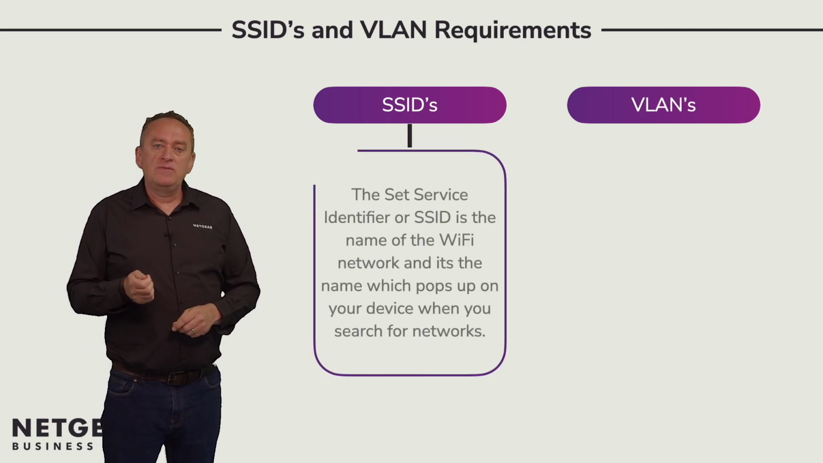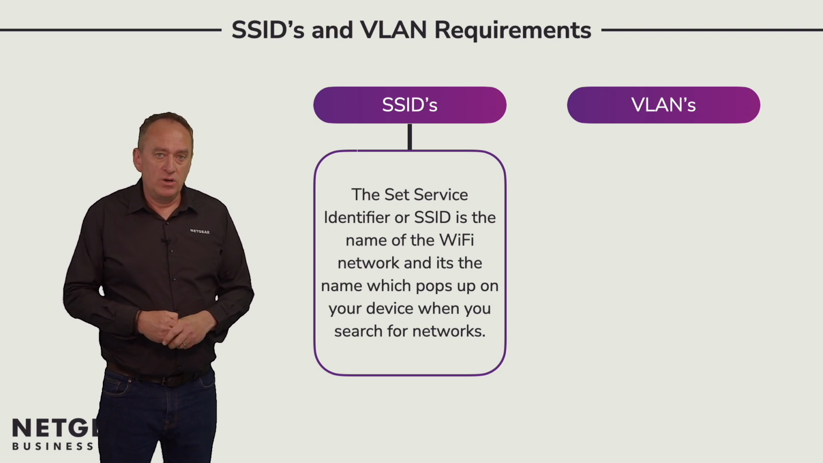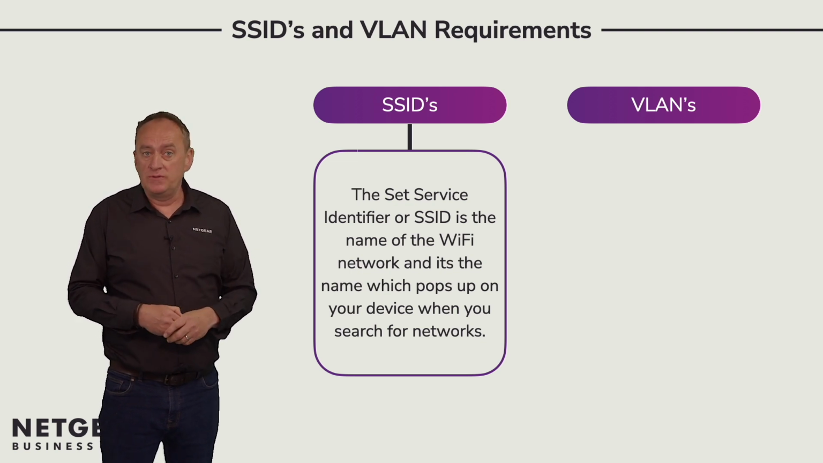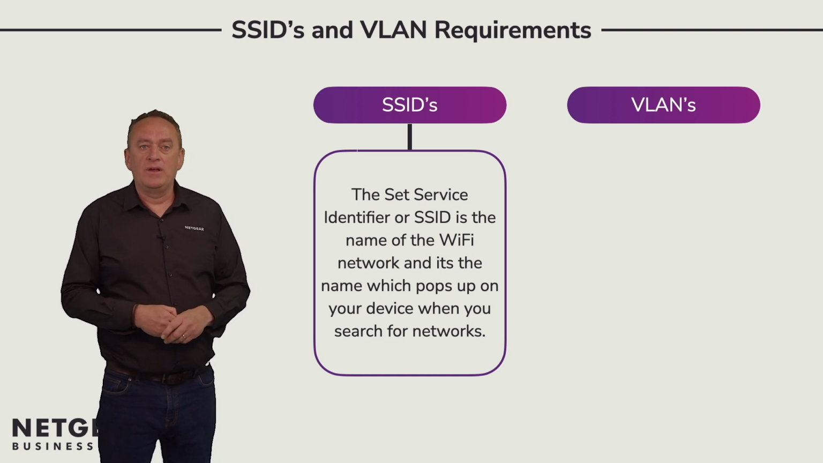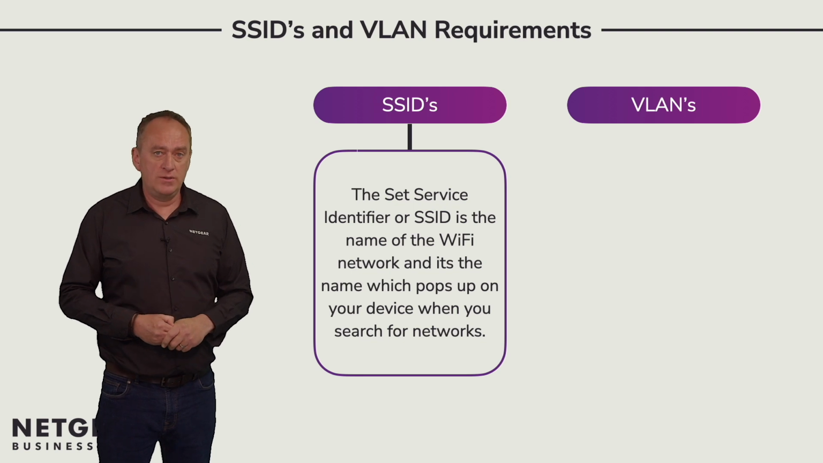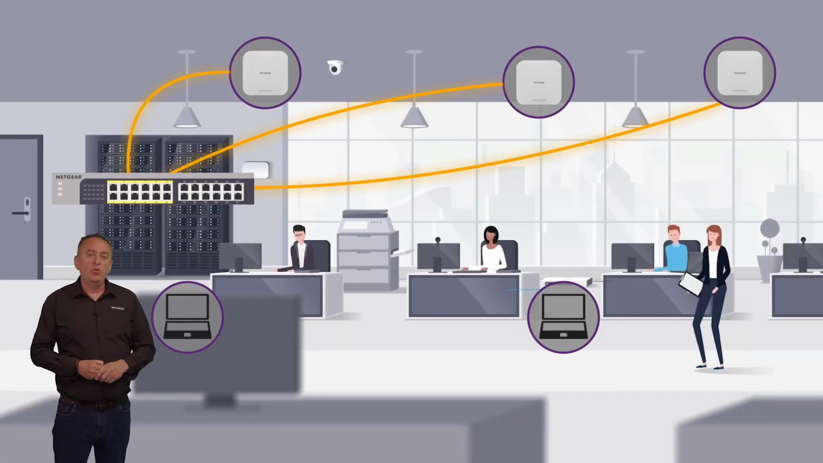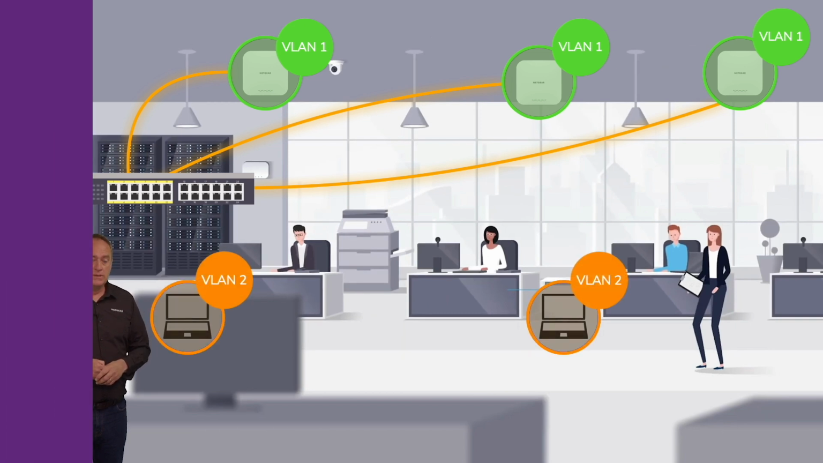The Set Service Identifier, or SSID, is the name of the Wi-Fi network, and it's the name which pops up on your device when you search for networks. The user enters the Wi-Fi network by selecting the SSID and providing the correct password. Once on the Wi-Fi network, the user has joined the entire network, which includes the wired network.